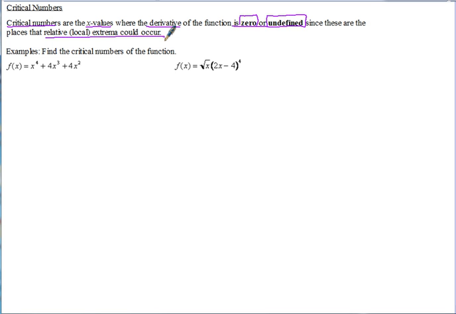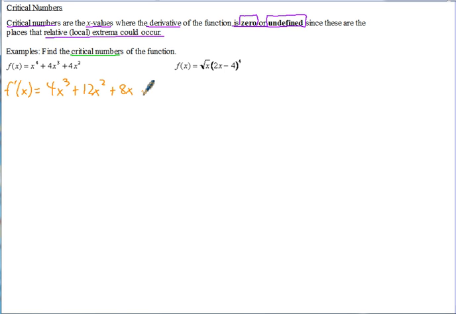So let's get practice first of all finding the critical numbers of the function, finding the x values where we might have a local min or max. You start by finding the derivative. In this case, f prime of x would be 4x cubed plus 12x squared plus 8x. Then we figure out what x values make the derivative 0 or undefined.